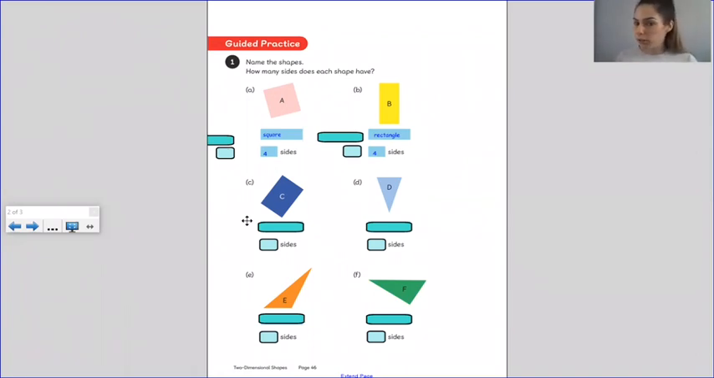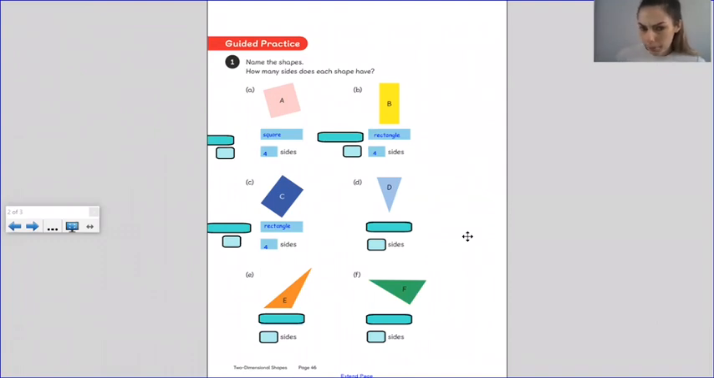Remember, if you want extra time, you can pause it. If not, we're going to keep going. So have a think. It's a rectangle. Did you guess that? Because it has one matching pair of sides here and one matching pair of sides here. And it has 4 sides, doesn't it?